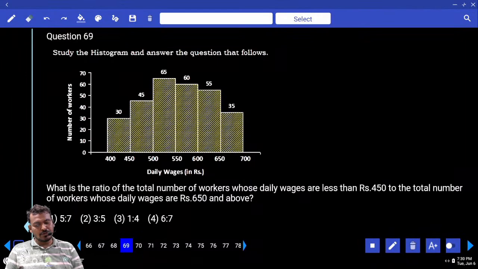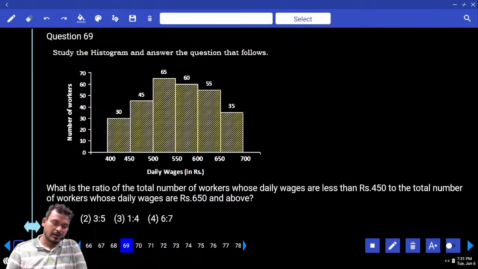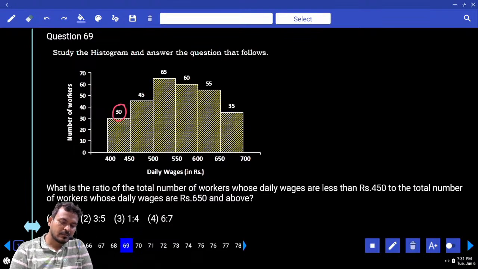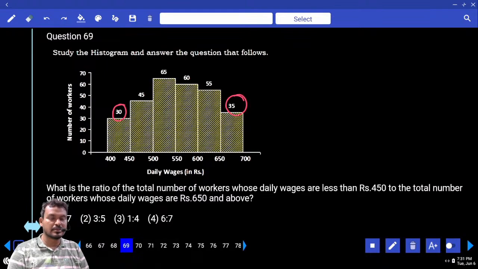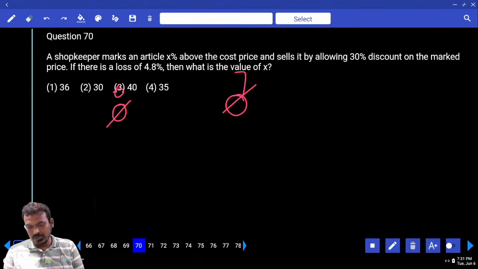Next question number 69. What is the ratio of the total number of workers whose daily wages are less than 450? Less than 450 means 30. And total number of workers whose daily wages are 650 and above. 650 above means 35. What is the ratio? 6:7.